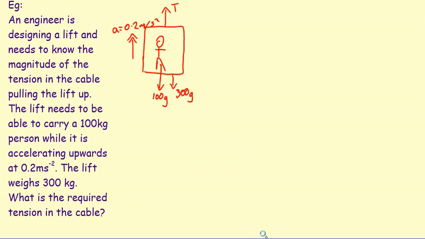Let's then draw two separate diagrams. Firstly, the person. They will experience their own weight, 100g, but they will also experience the normal reaction through their feet, pushing them upwards. So that's the contact with the person on the left. They're the only two forces that this person is going to experience in this simple model.